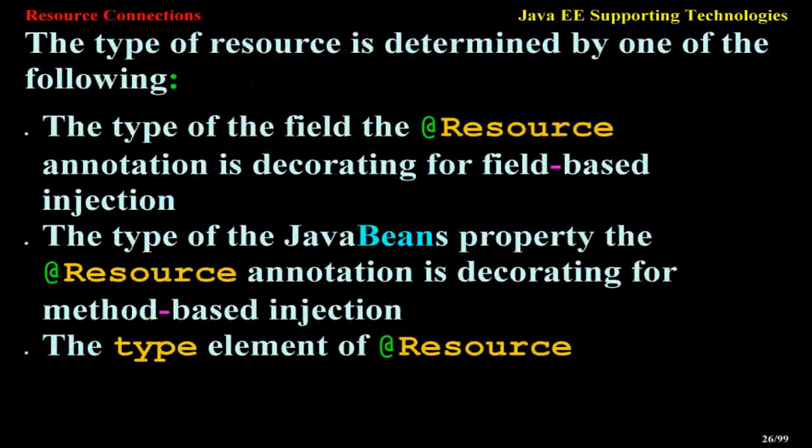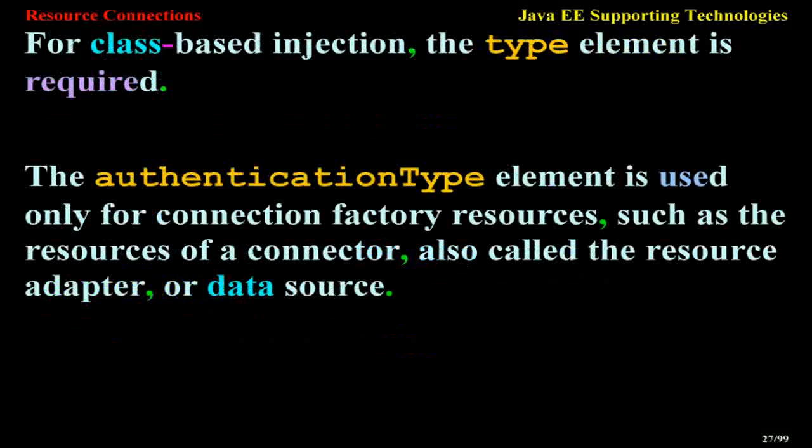The type of resource is determined by one of the following: the type of the field the @Resource annotation is decorating for field-based injection, or the type of the JavaBeans property the @Resource annotation is decorating for method-based injection. For class-based injection, the type element of @Resource is required.